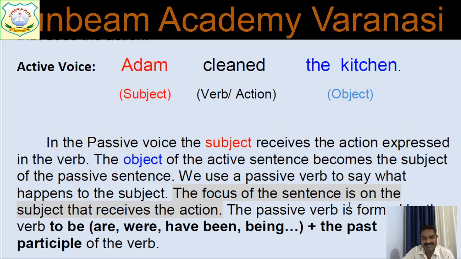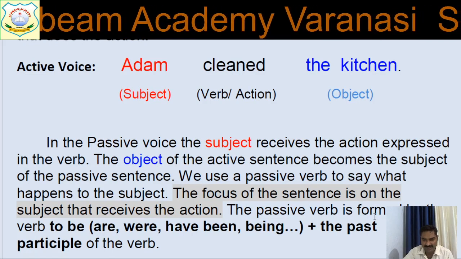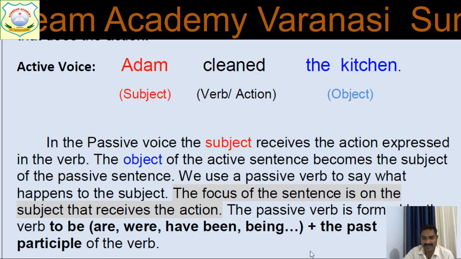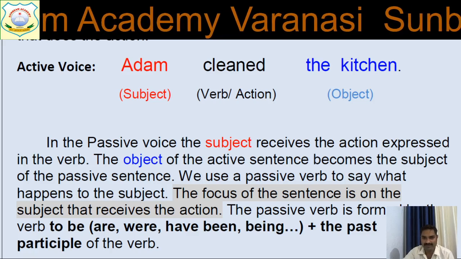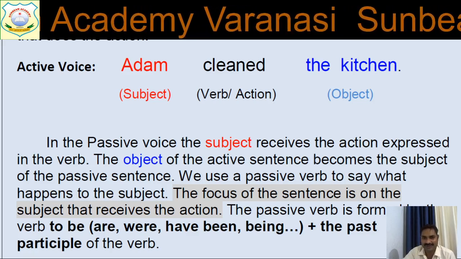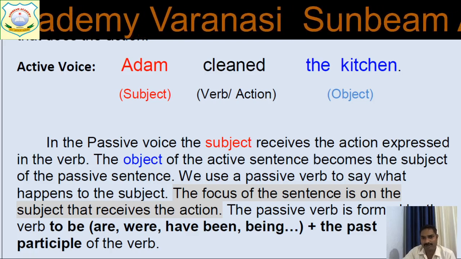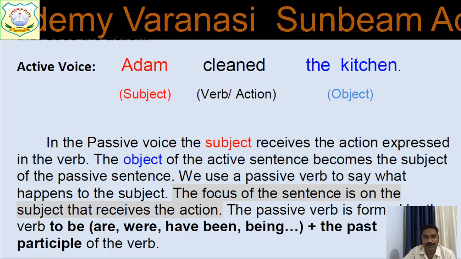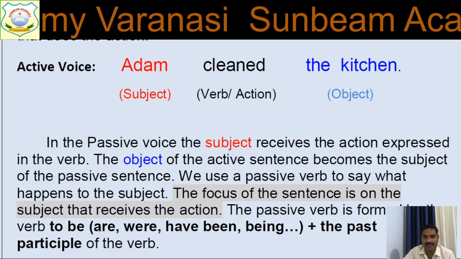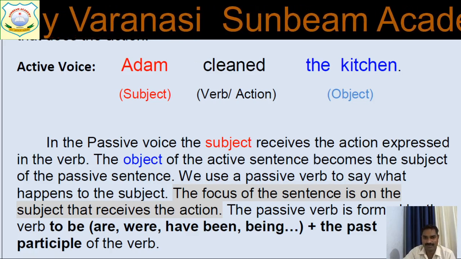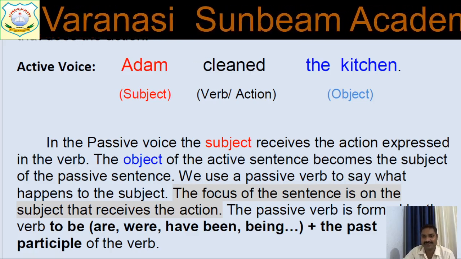Whatever uses of passive voice described here just now are to be written in your fair notebook. Write down the uses of passive voice now. Though you can listen to the things, watch the video again, but I want you to write it now. I want to see how much you have grasped when you are listening to these things.